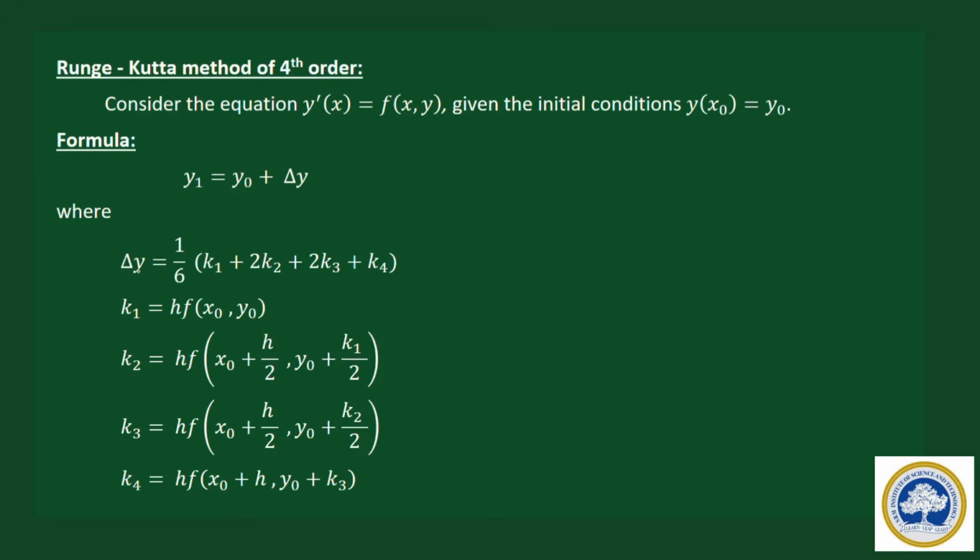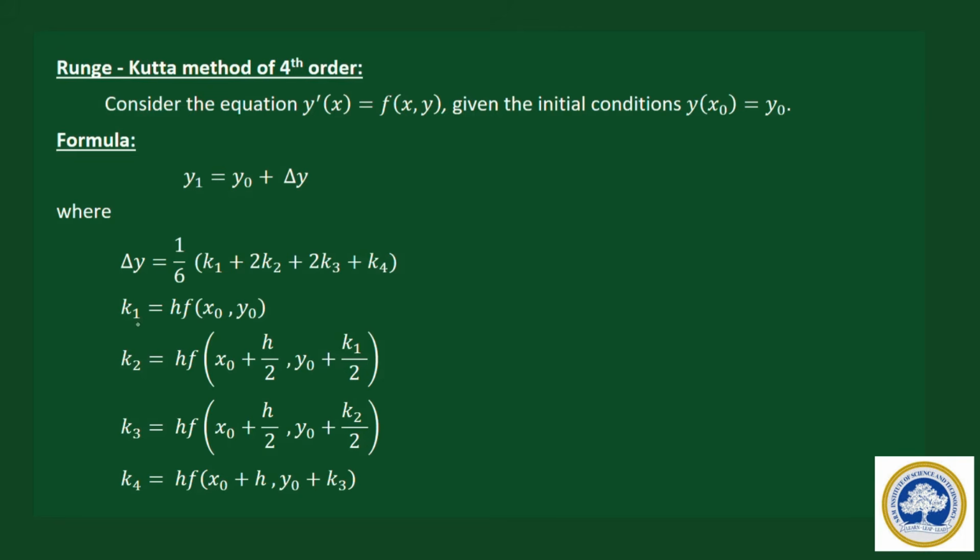So here, if you notice the formula of delta y, this is equal to 1 by 6 into k1 plus 2 k2 plus 2 k3 plus k4. Whereas in the Runge-Kutta method of second order we used to calculate only k1 and k2, for fourth order we have to calculate k1, k2, k3 and k4. Now let us see what the formulas for k1, k2, k3, k4 are.